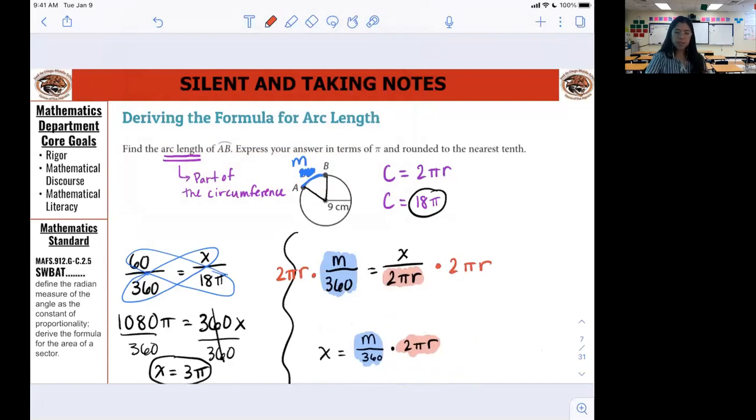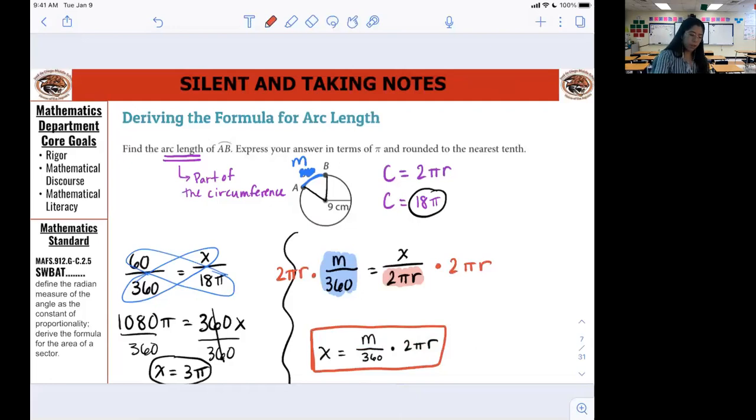So basically what happens is you can just multiply times 2 pi r on both sides. And we end up with this neat little formula right here, which can allow us to find the length of that arc.